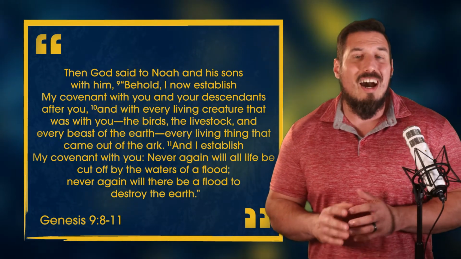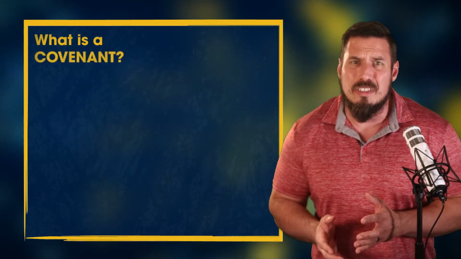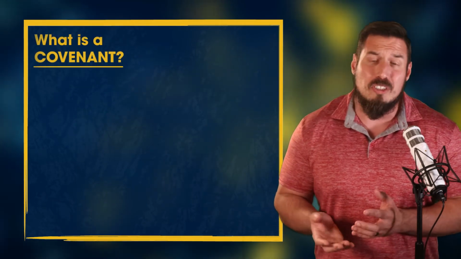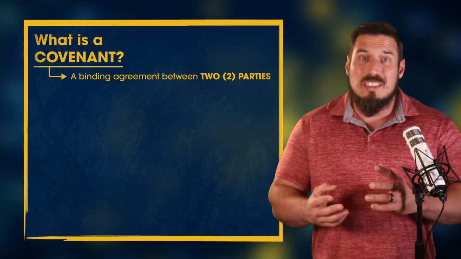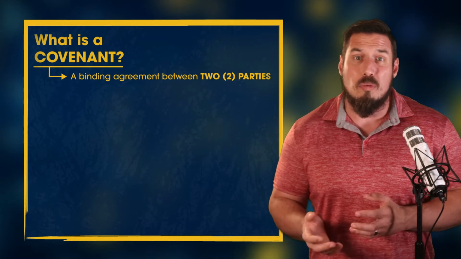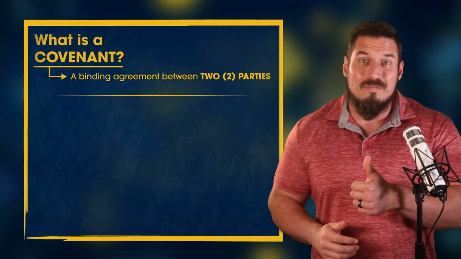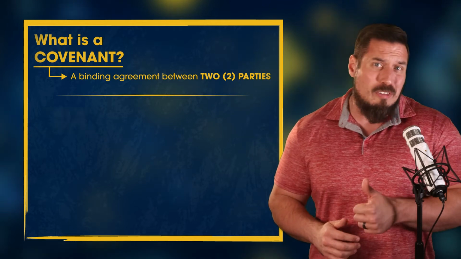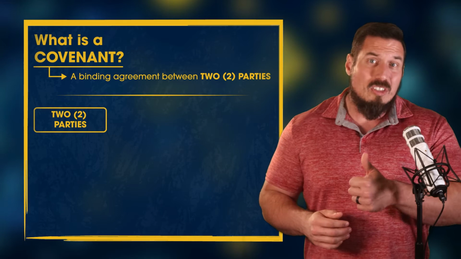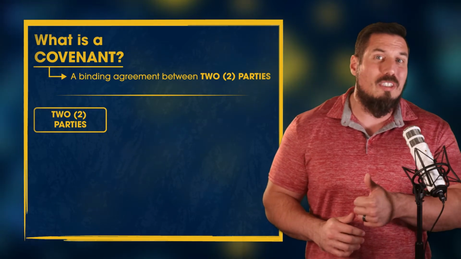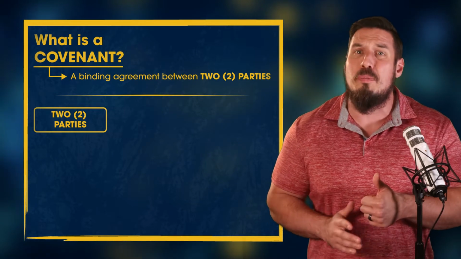So here we see God making a covenant with Noah. But how do we define a covenant? A very simple definition of covenant is a binding agreement between two parties. We see a lot of these in the text in different forms, but they all share a few common features. Number one, every covenant needs to be between two parties. There cannot be a one-man covenant. Sometimes in a covenant, only one person is required to do something, but the covenant is always between two parties.